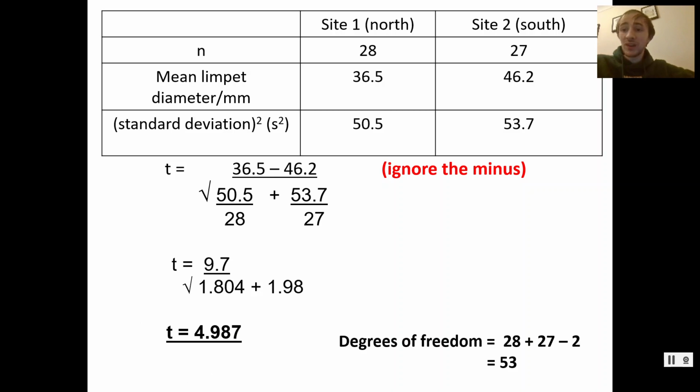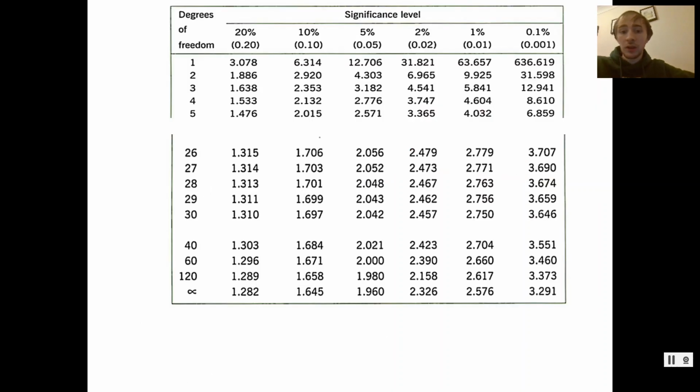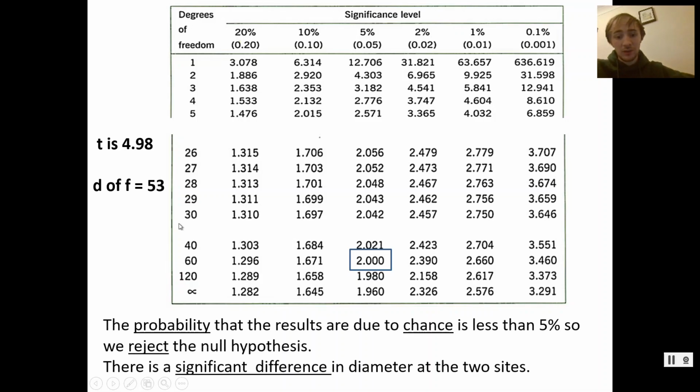Now this table goes on into infinity. You can have as many degrees of freedom as you like. So here's a bigger table. Right, that's as close as we're going to get onto this table. You could do it more specifically, but broadly, even up to 60 degrees of freedom, we get a number of 2 for 5%. Our number was 4.98, and so you can say, yes, 95% certain I can reject my null hypothesis, and there is a significant difference in the diameter at the 2 sites.